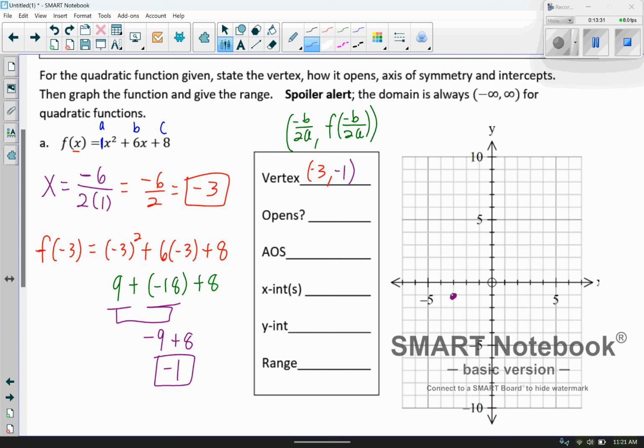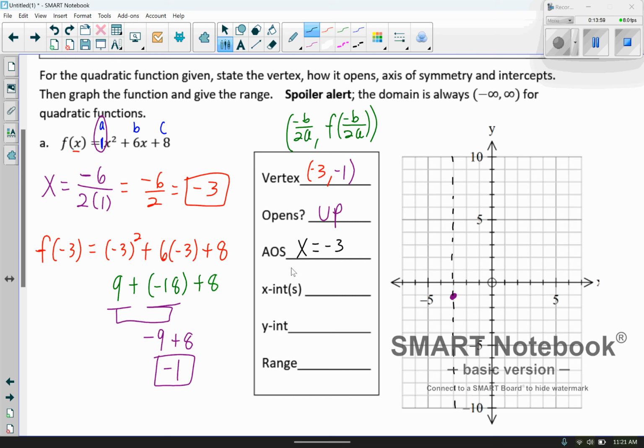Now, how's it open? Well, that depends on A. Well, A is positive, so it's going to open up. It's going to open up like this. Axis of symmetry, that doesn't change. It's still just x equals the x value from the vertex, and it's just this vertical line right here that cuts right through it.